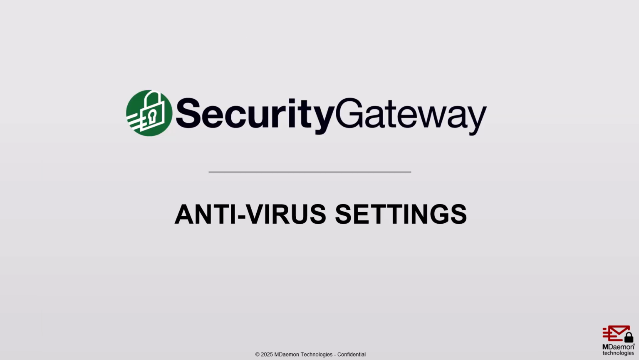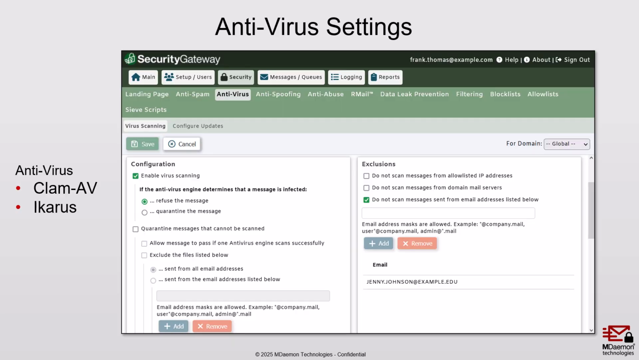Now let's talk about Security Gateway's antivirus settings. Security Gateway comes with 2 antivirus engines, Icarus and ClamAV. And under the security menu, under the antivirus virus scanning menus, you can enable virus scanning using the options shown here, and then choose what to do when the antivirus engine determines that a message is infected. You can refuse the message, quarantine the message, you can quarantine messages that cannot be scanned, and of course you can configure exclusions, just like with other security settings.